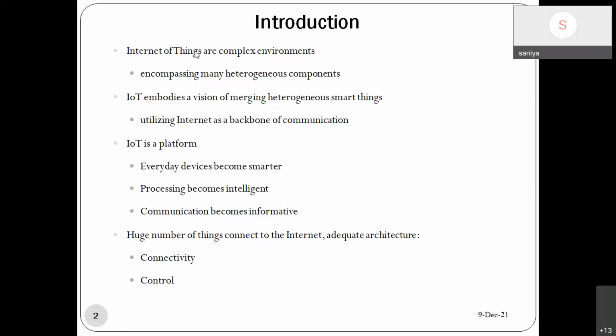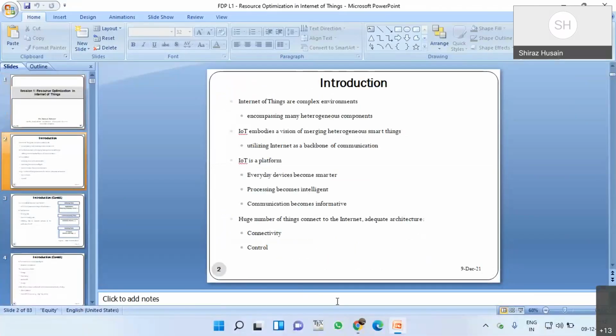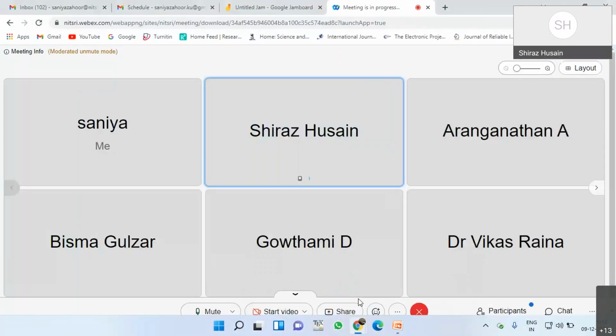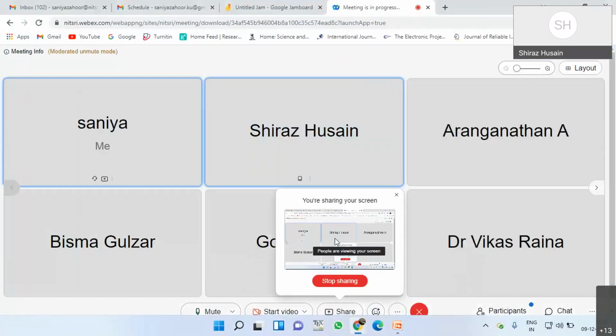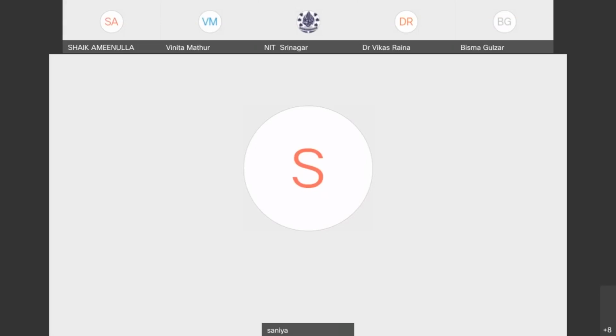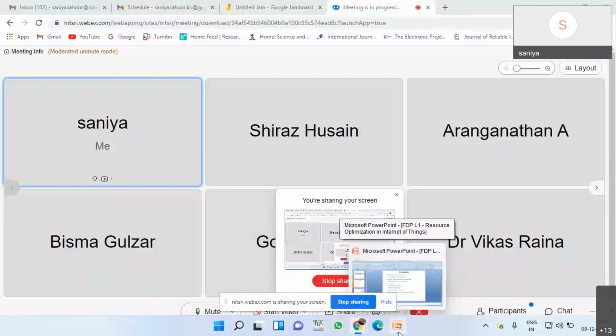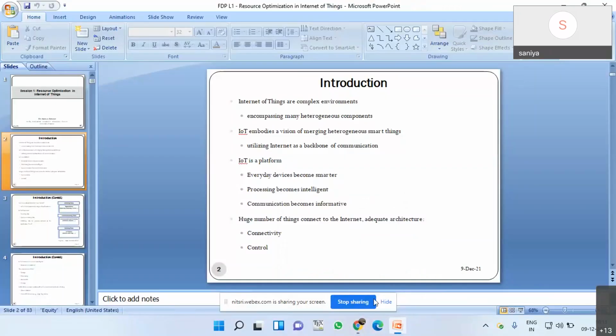Platform. I hope you have not shared the slides yet. We cannot see the slides. You cannot see the slides. Okay. Is there any issue? Is this PPT visible to you now? Yes, it's visible. Thank you.